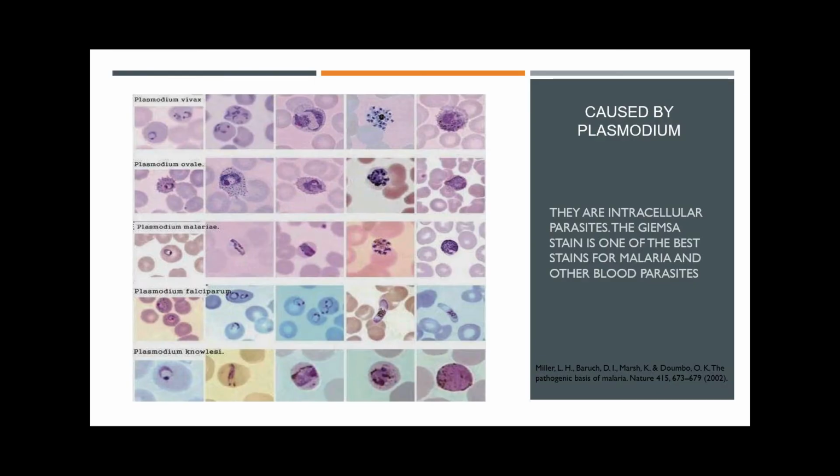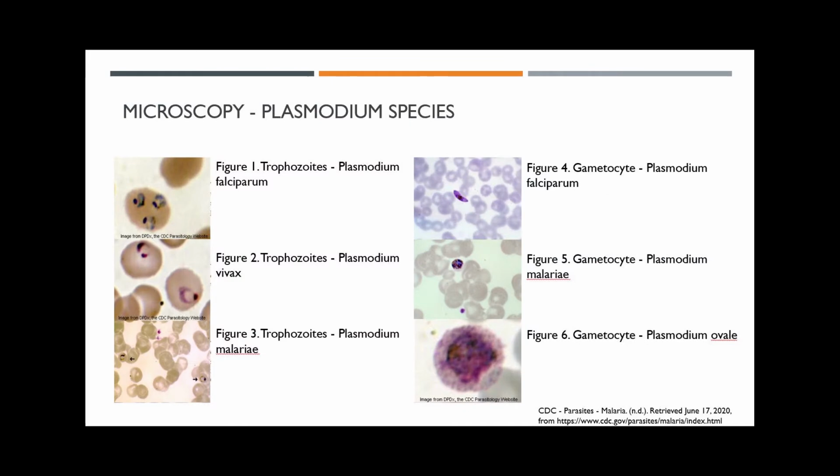So we're going to go ahead and look at the staining of a Plasmodium species. Since they are intracellular parasites, one of the best stains for malaria is the Giemsa stain, which is also used for other blood parasites. This is typically used because smears for malaria parasites are stained using the same stains as for blood smears. We're going to go into depth about the microscopic view of the Plasmodium species.